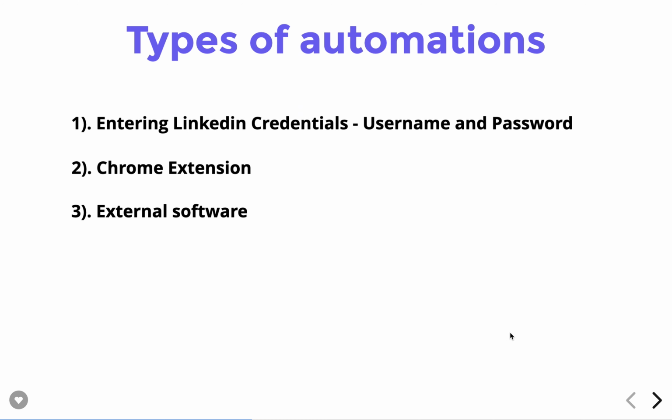So let's talk about the type of automations that exist today. So there are entering LinkedIn credentials. You just put your username and password, and it will try to log you into your LinkedIn. There is a Chrome extension and an external software.